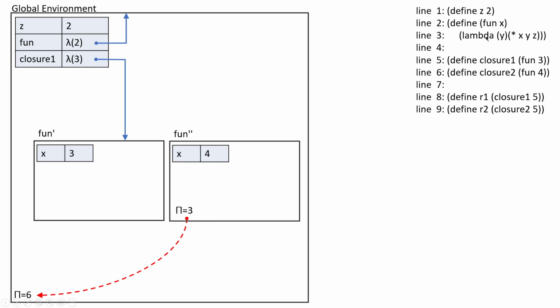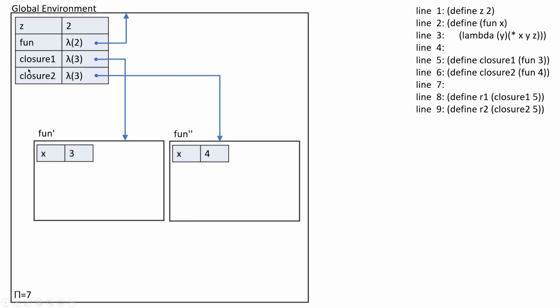Again, we get a new function that's the lambda on line 3, but it's declared in this current scope. Since we're currently in fun double prime, that's where the referencing pointer would point to. But we don't bind it in this scope. We immediately return it and bind it to the name closure2 in the global scope. So this collapses, or returns rather, and we end up back in the global scope. We bind closure2 to the lambda on line 3 that was declared in this scope, where x has the value 4.